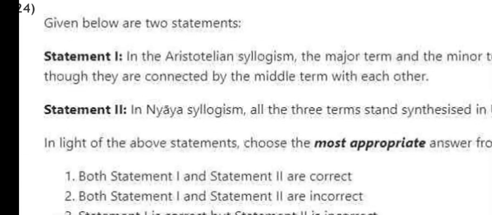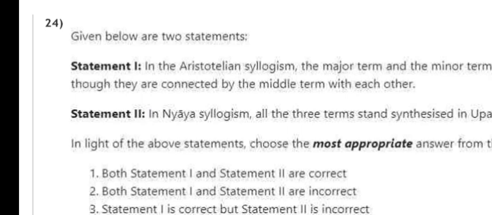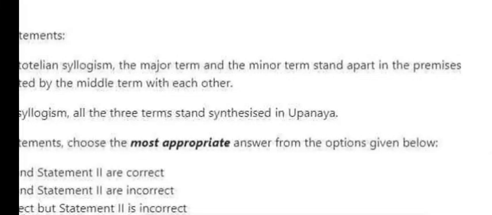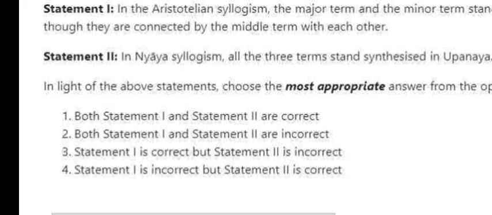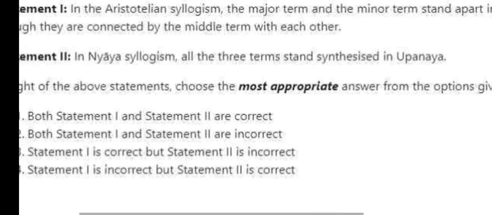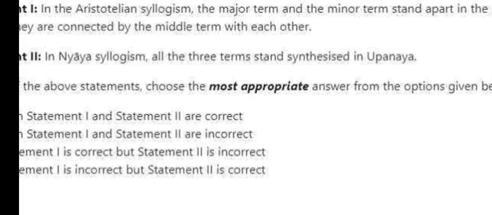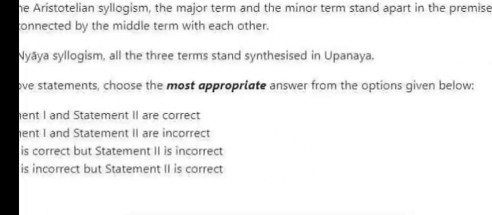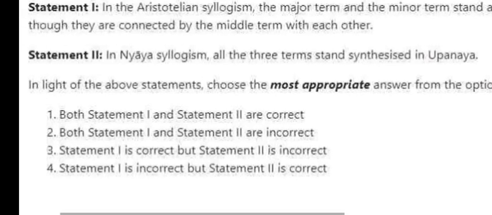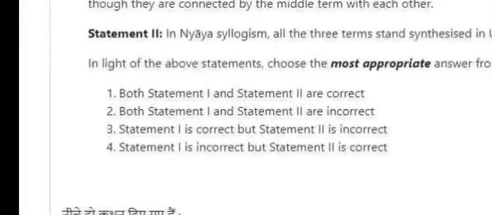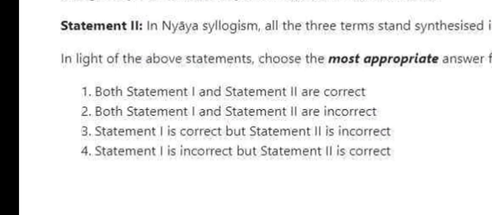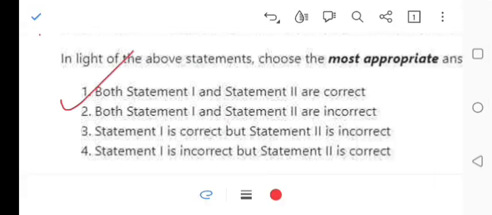Next, given below are two statements. One says, in the Aristotelian syllogism, the major term and the minor term stand apart in the premises, though they are connected by the middle term with each other. Two says, in Nyaya syllogism, all the three terms stand synthesized in Upanaya. Now, from the above statements, choose the most appropriate answer from the options given below: 1 and 2 are correct, 1 and 2 are not correct, 1 is correct, 2 is incorrect, 1 is incorrect but 2 is correct. So both are correct. 1 and 2 both will be correct.